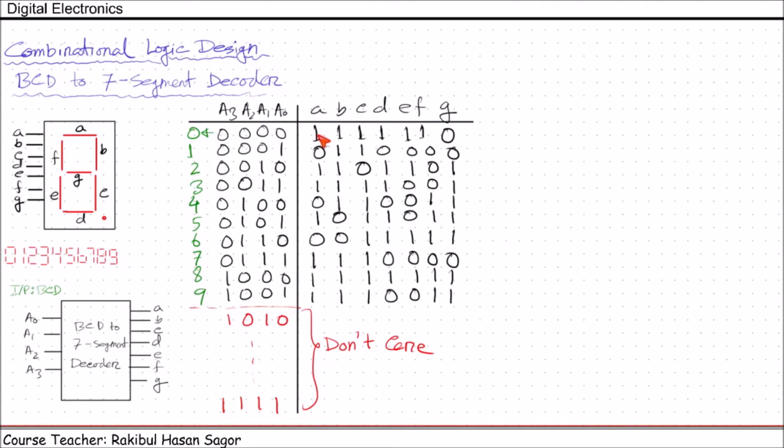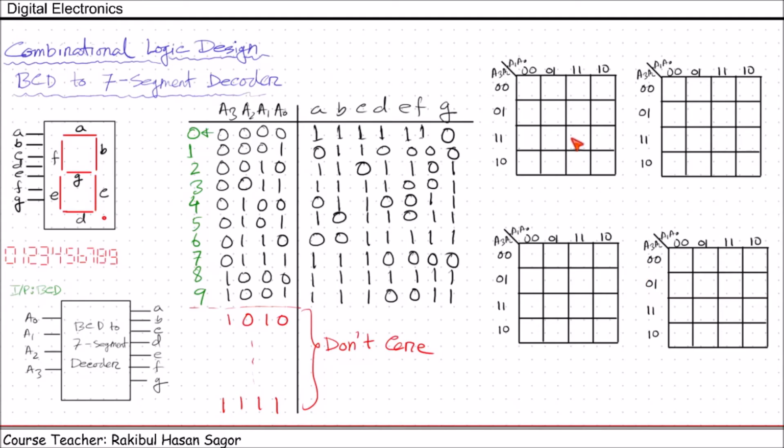So we'll have 7 functions which need to be simplified. Let us use Karnaugh map for the simplification process. Here we have placed 4 Karnaugh maps. This Karnaugh map will be used for simplification of A, this is for B, this is for C, and finally this is for D. Remaining Karnaugh maps will be designed once we complete these 4.